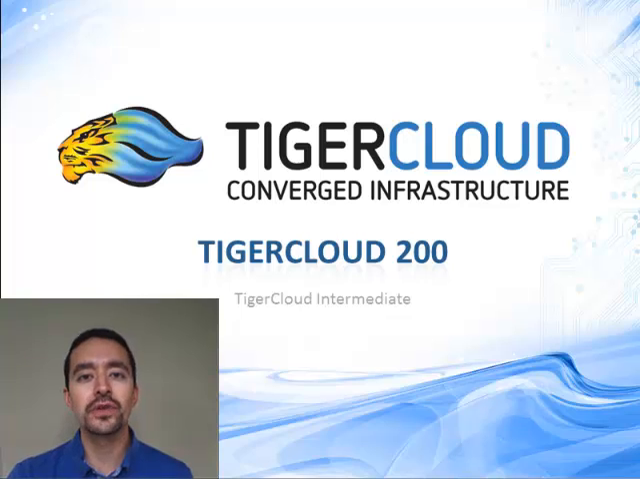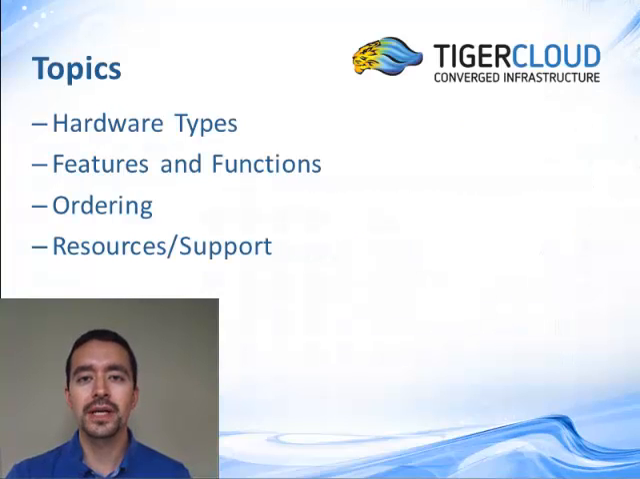Thank you for joining me for this tigercloud 200 Intermediate training. In this session, we want to talk about the hardware types that are available to you, the servers themselves, for the tigercloud solution. We'll look at the features and functions in a little bit more detail than we discussed in the 101 class. We will look at where to go to order the solution, as well as provide you with resources and support for the tigercloud environments.